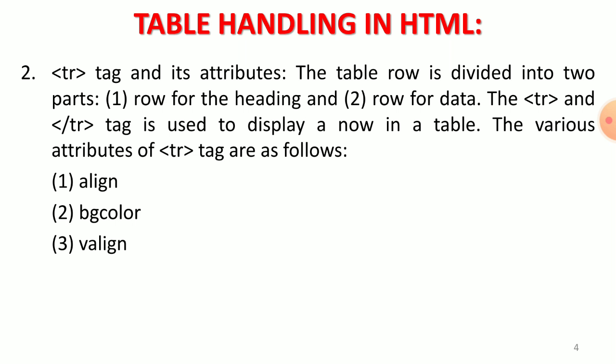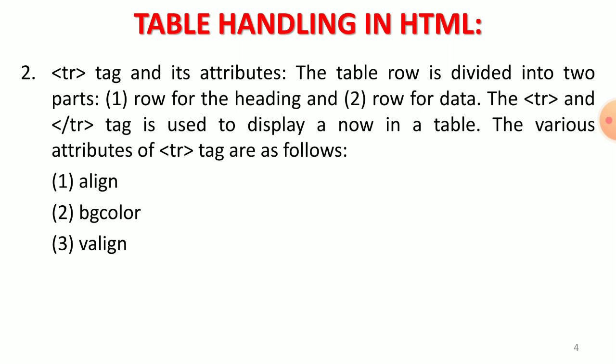Second, bgcolor. This attribute sets the background color for the row. The value of this attribute is either a color name or a 6-digit hexadecimal code. That is bgcolor, that means background color, the row background color.